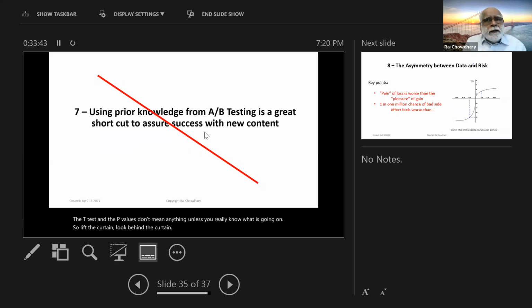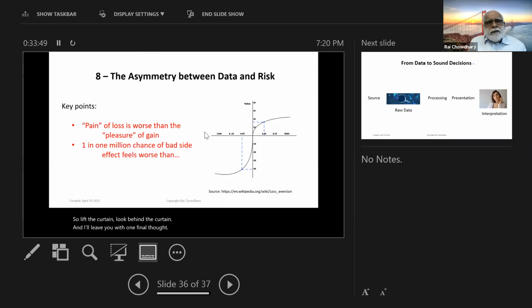And I'll leave you with one final thought. This is point number 8, a bonus for those of you who are still with me. There is a massive asymmetry between data and risk, and that asymmetry is shown on this diagram. If I have to condense it into a few words, it basically means the pain of loss is felt much more severely than the potential pleasure from a gain.